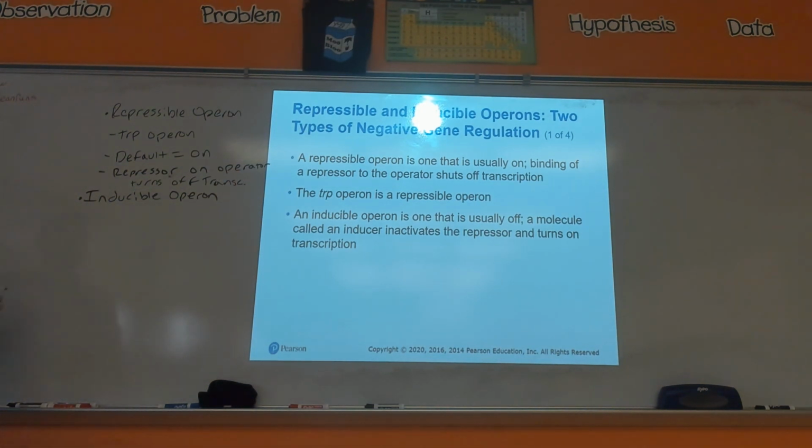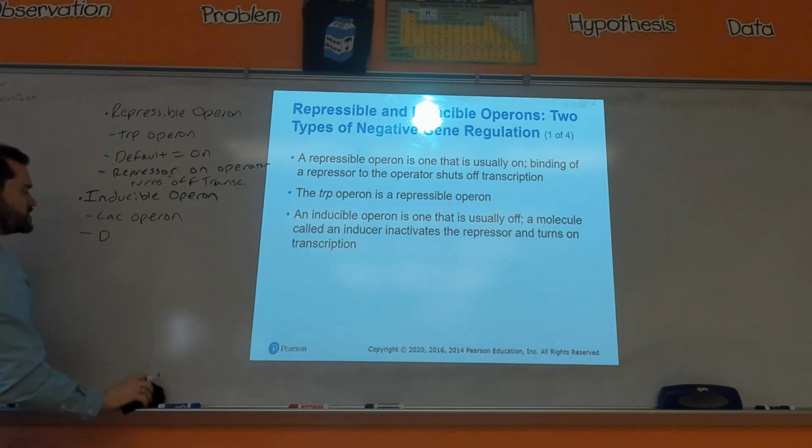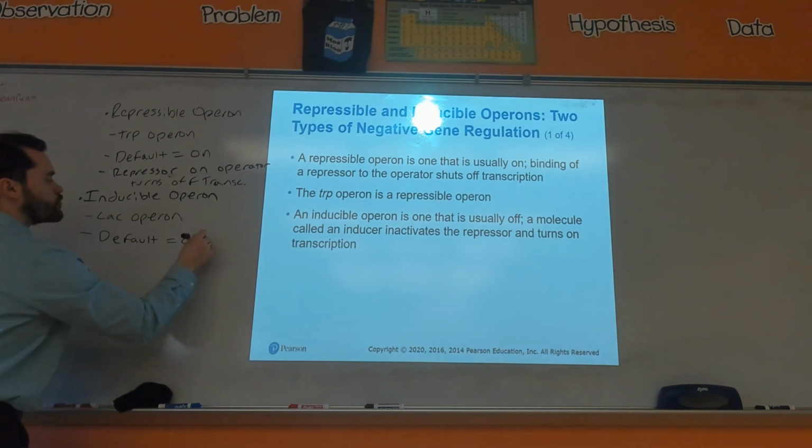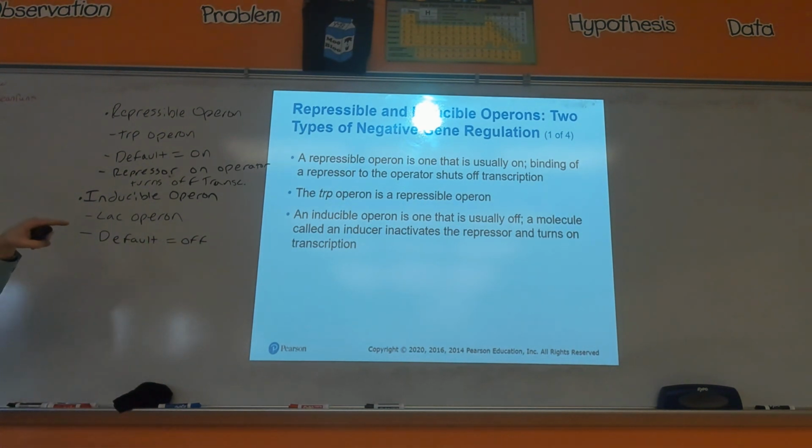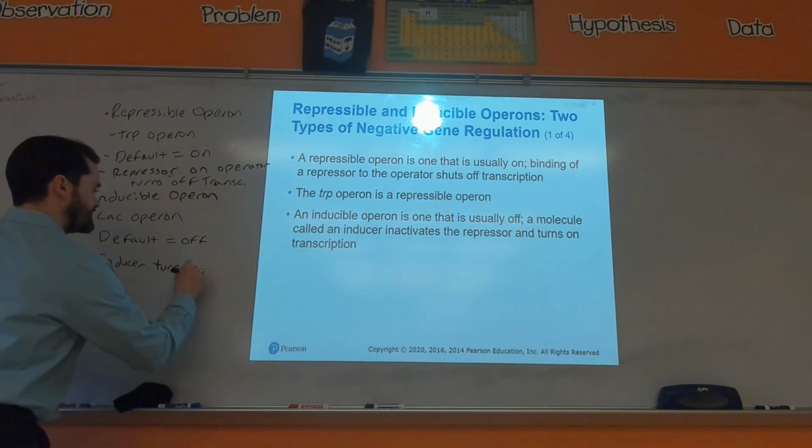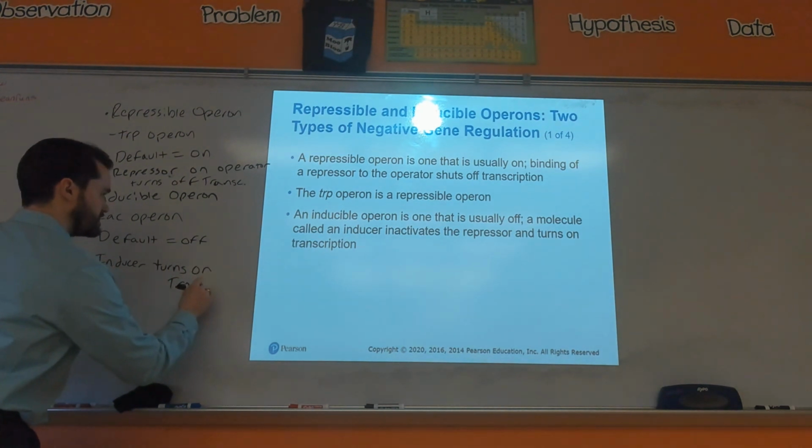Now, inducible operon. This is going to be the lac operon, which I'll show you a picture of. That's the example. Here, default is off. So in an inducible operon, our default is it's off, meaning we're not using the genes there. In other words, we don't have a repressor, we have something called an inducer. So if a repressor turns off transcription, what do you think an inducer does? It turns it on. It induces it. It turns on transcription.